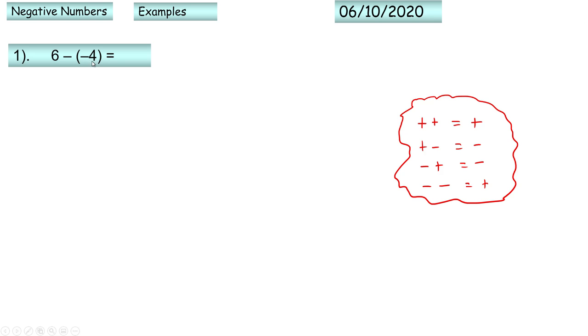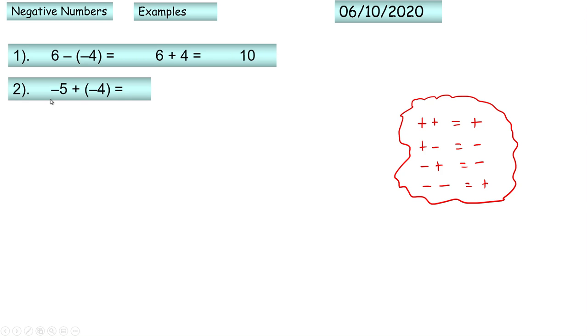Right, so let's have a look here. 6 minus minus 4, two negatives, so they're going to become positive. 6 add 4, which is 10. We've got minus 5 plus minus 4. We're only looking at where the signs are next to each other. That minus 5 stays as minus 5, doesn't change. Plus and minus means a minus, so you've got a minus 5, plus and minus become minus 4. And a minus 5 minus 4 from last lesson gives you minus 9.